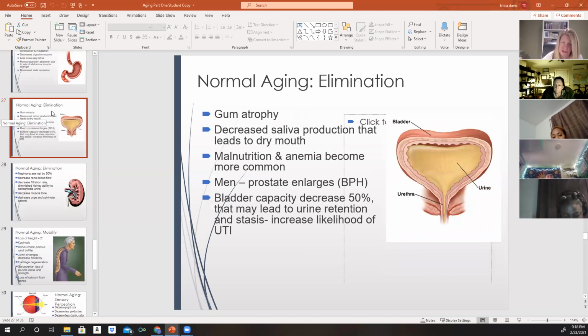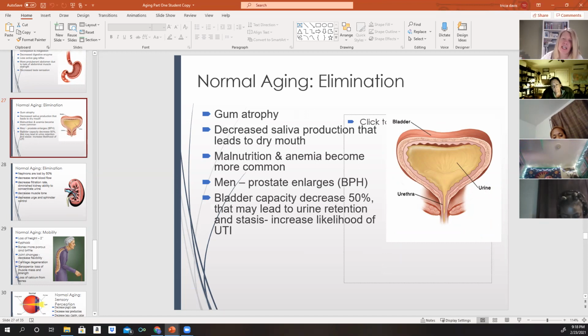We're going to see gum atrophy. We're going to see decreased saliva production that leads to dry mouth. It's very, very common for these older people to always be dry. Malnutrition and anemia become more common.